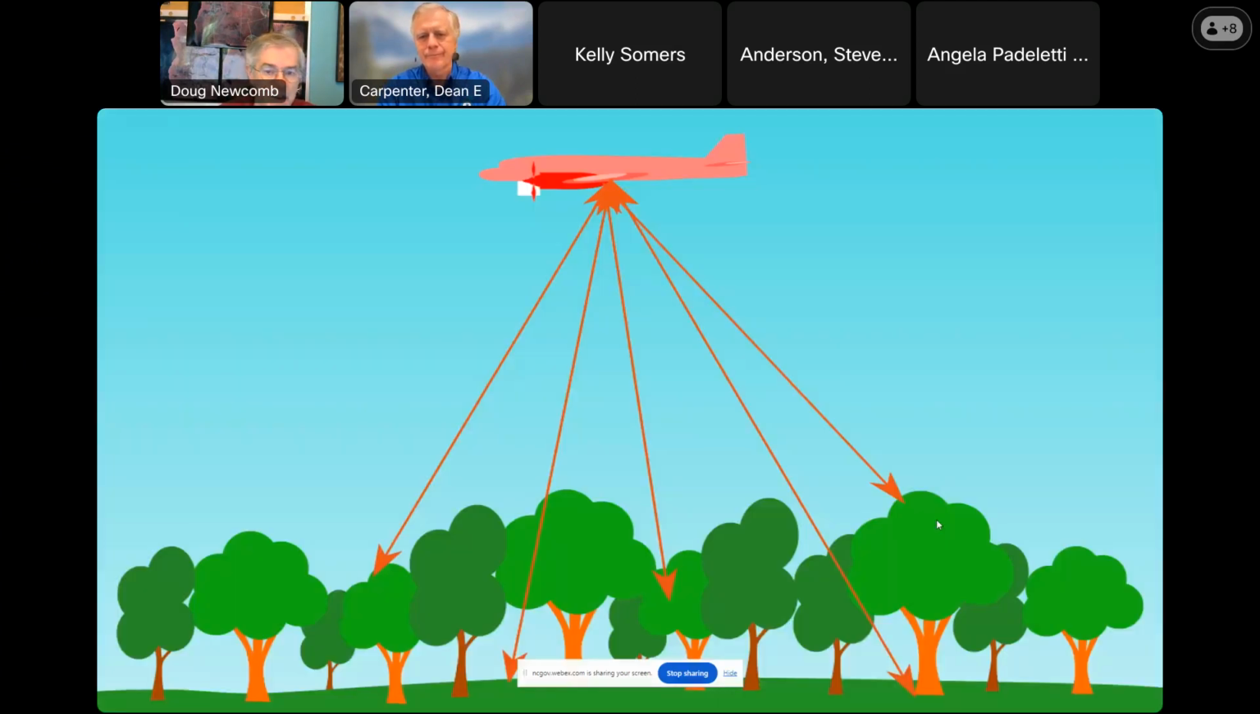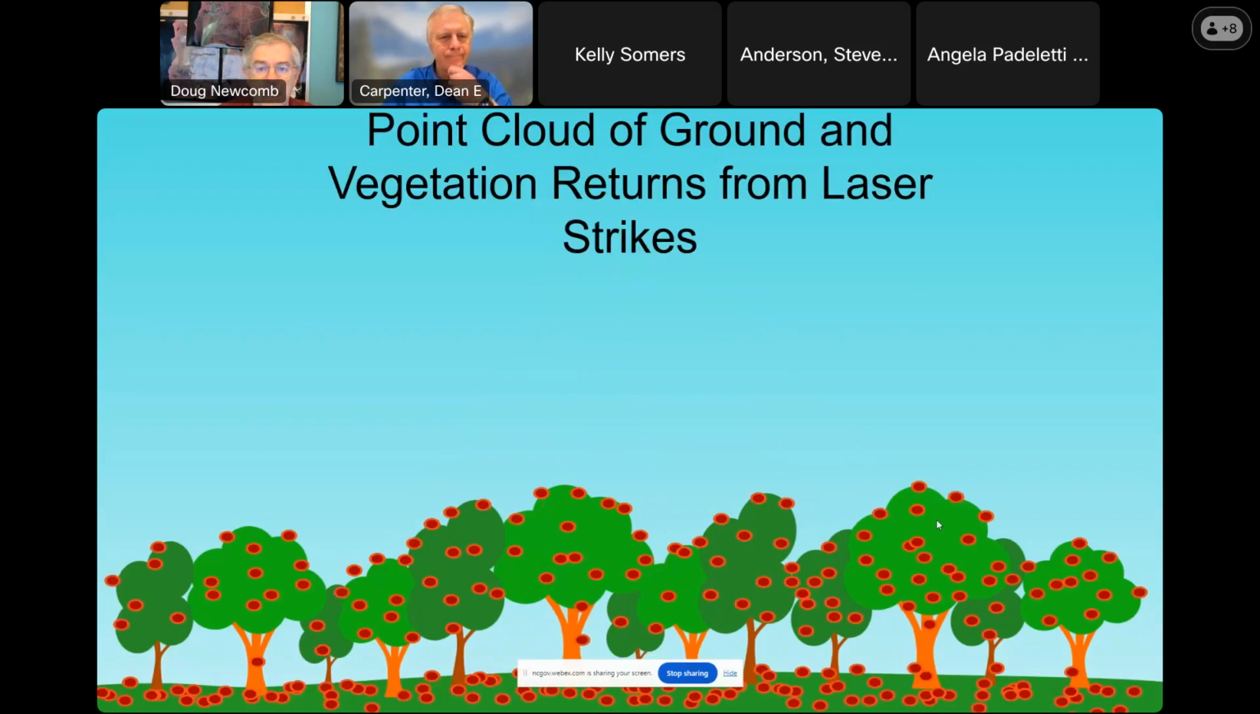You put that on an airplane with a very high resolution GPS and devices that will keep track of the pitch and yaw of the airplane to a very fine degree. Then you can hit targets on the ground and you end up with a point cloud of ground and vegetation returns and the occasional bird strike, if that bird's flying through there during the course of your data collection.